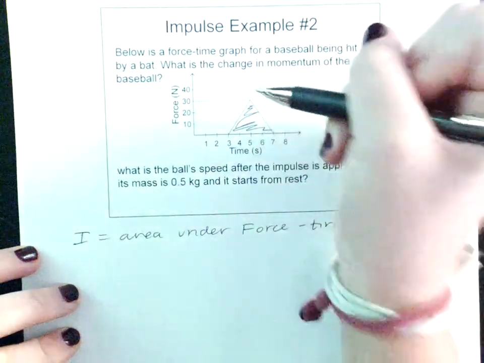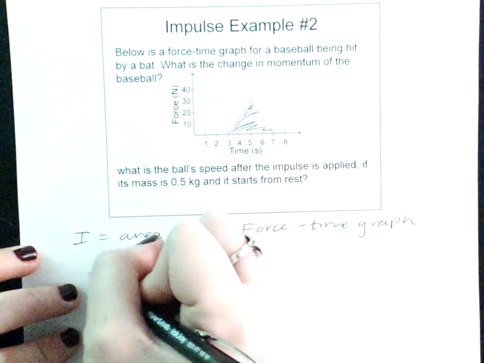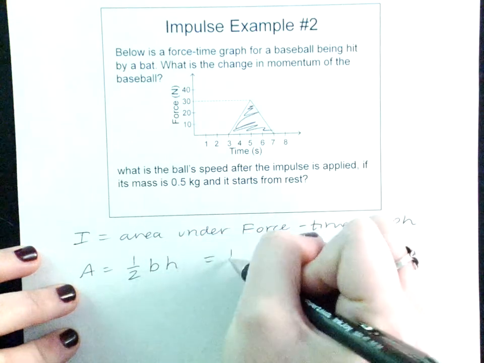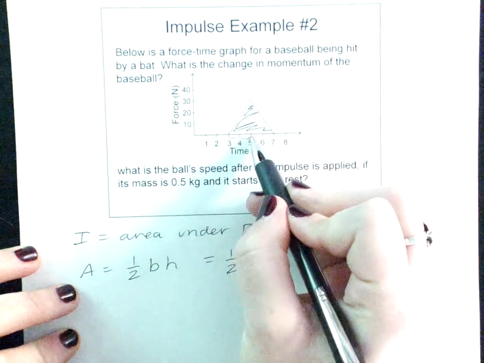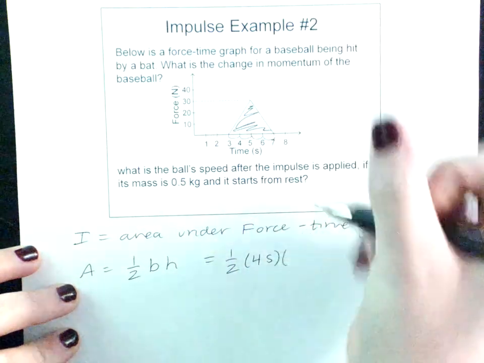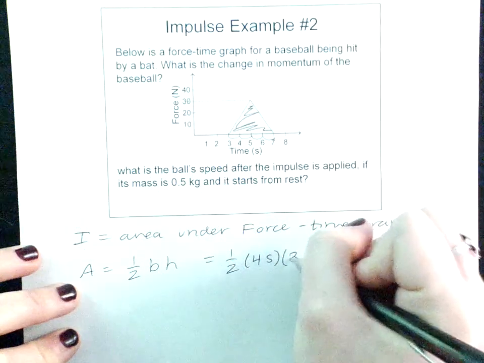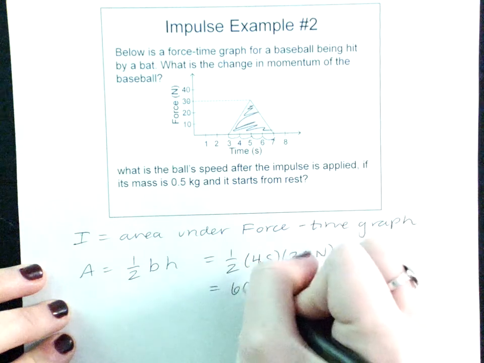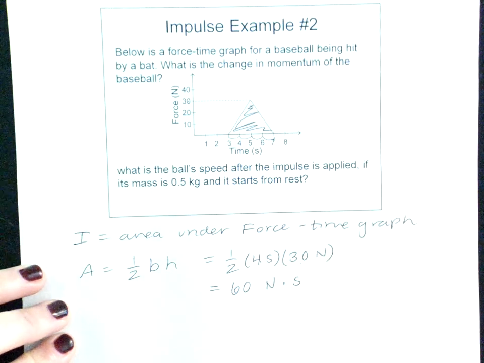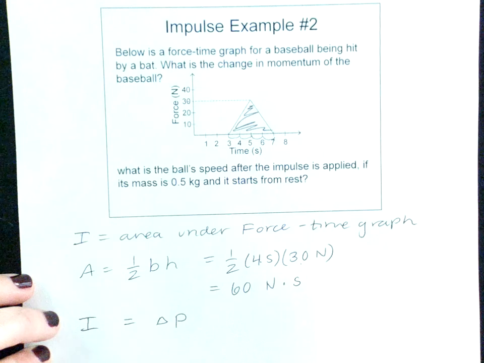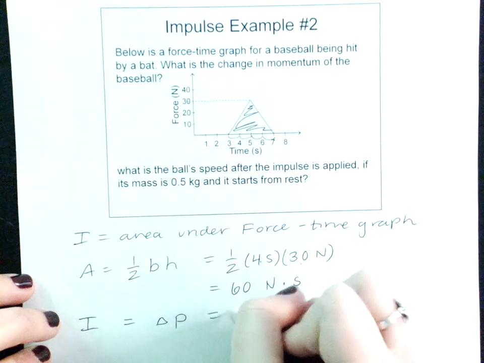Well, that is a triangle, so we can use our area for triangles, 1/2 base times height. Our base in this case is 1, 2, 3, 4 seconds. And our height is 30 newtons. So you should get 30 times 4, 120 times a half, so you should get 60 newton seconds. So that is our impulse. We also know that impulse is equal to change in momentum. So therefore, they're the same amount.